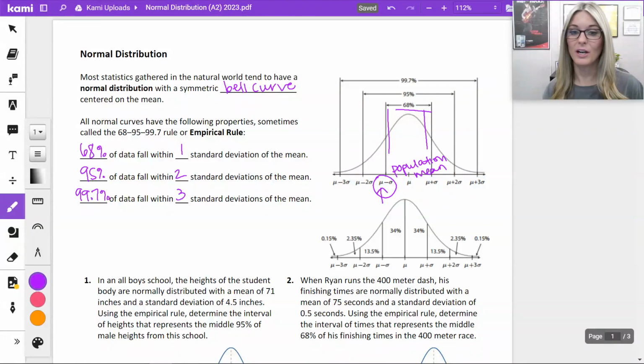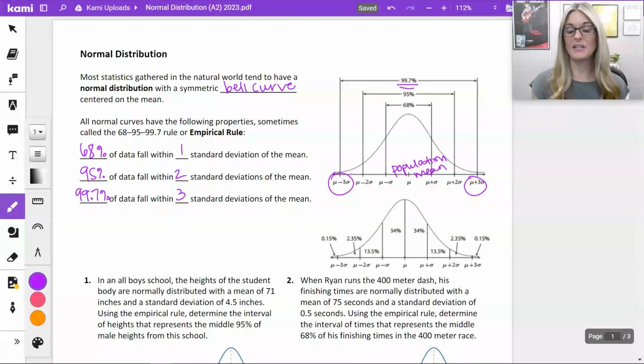As you move outward, we also see the 95% of the data is going to fall between mean minus two standard deviations and mean plus two standard deviations. And then, of course, the 99.7%, most of our data, is going to fall between our mean minus three standard deviations and the mean plus three standard deviations.